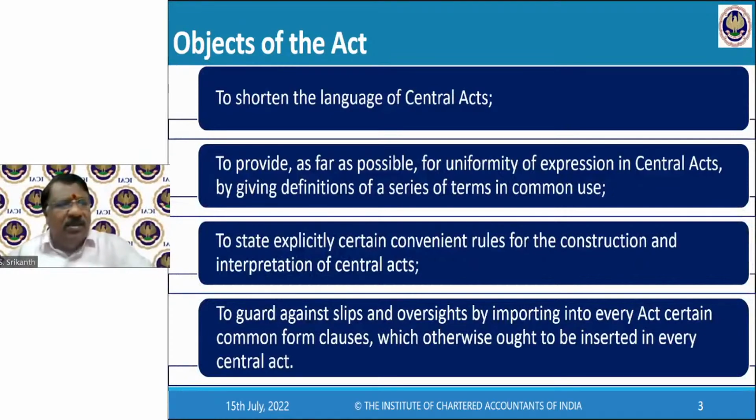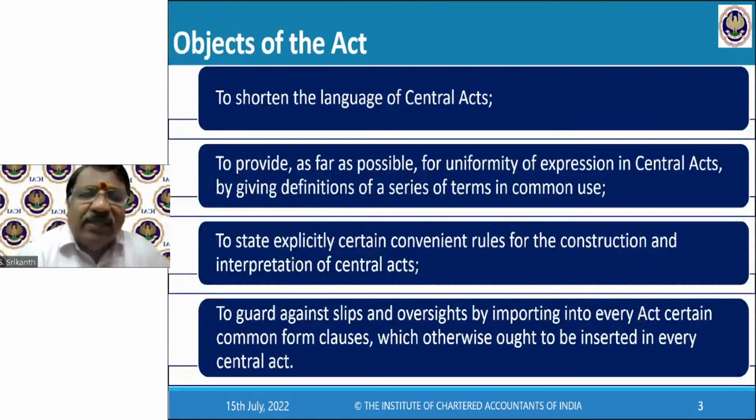Like many things. And it is not a cohesive law. The purpose is to put everything together in one place. General provisions put together in one place. That's it. That is all. To state explicitly certain convenient rules for the construction and interpretation of central acts. So where you find that there are some doubts, you say, hey, whenever we say this, this is what we mean. That's all. For example, wherever we use the plural, it includes singular. Male includes female. When I say he, it includes she. All this is given here in this law.